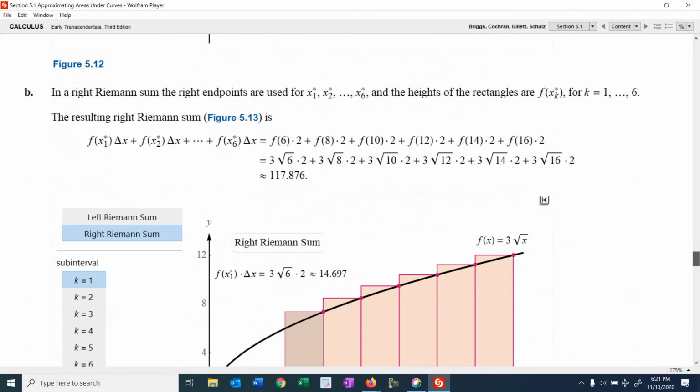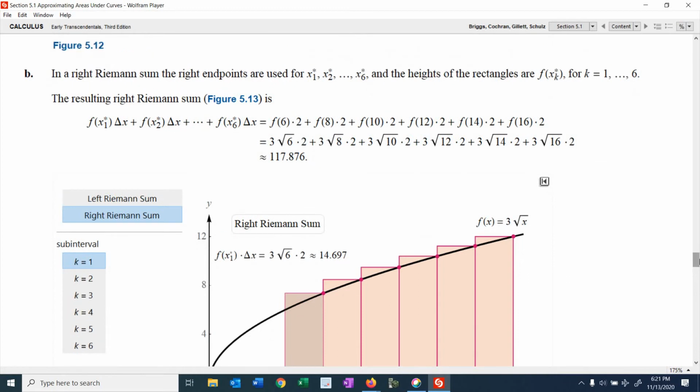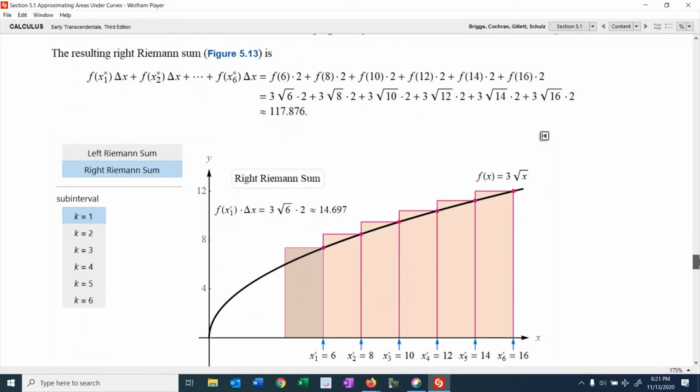Now let's do a right Riemann sum, again with 6 subintervals. Our grid points are still 4, 6, 8, 10, 12, 14, 16, and delta x is still equal to 2. But now in this first subinterval that goes from 4 to 6, we're going to pick the right endpoint to determine the height. This is the height of the first rectangle, which is 3 times the square root of 6, and then times the width, which is 2, and that gives you the area of this rectangle. Then just continue to do this.